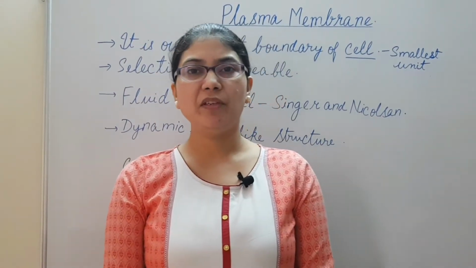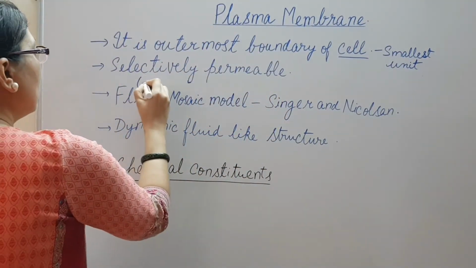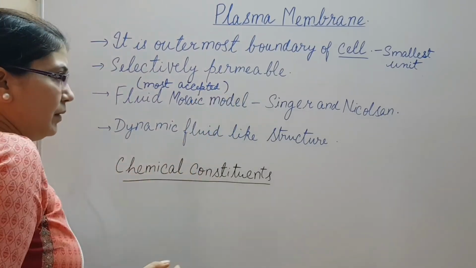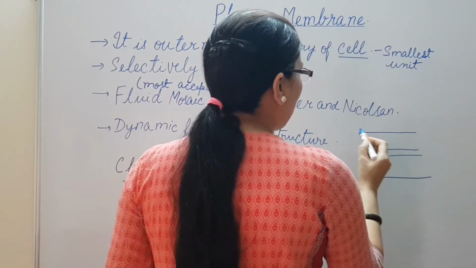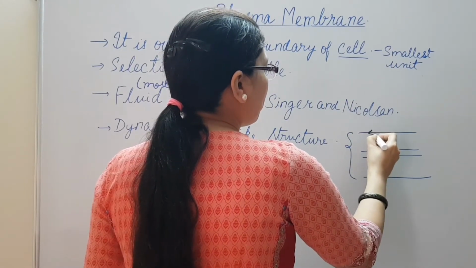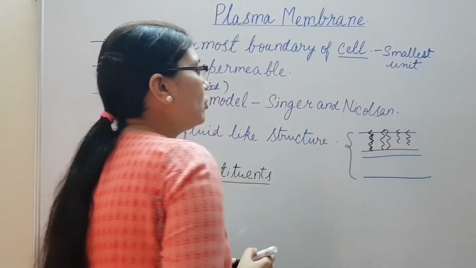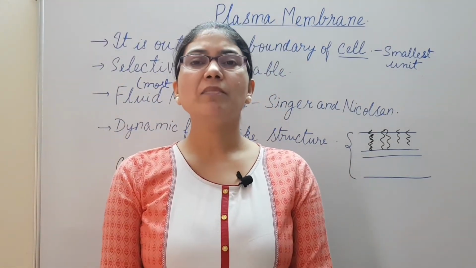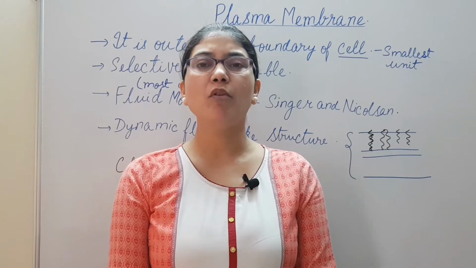There are various models proposed by different scientists to explain the structure of the plasma membrane. Among them, the most accepted is the fluid mosaic model proposed by Singer and Nicolson. According to this, proteins like a mosaic are embedded in the lipid bilayer. This is the lipid bilayer, and in this, proteins are embedded like a mosaic, and the plasma membrane also shows mobility, thus it is fluid in nature. It is a dynamic, fluid-like structure. Lipid shows more mobility compared to the protein because proteins are larger molecules and have more molecular weight.